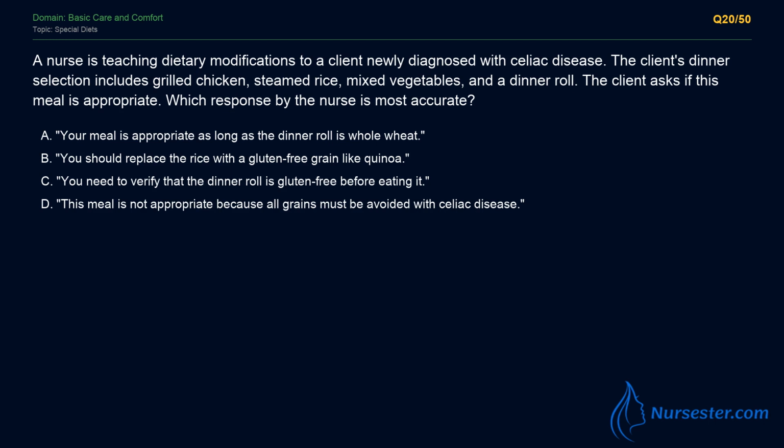Option A. Your meal is appropriate as long as the dinner roll is whole wheat. Option B. You should replace the rice with a gluten-free grain like quinoa. Option C. You need to verify that the dinner roll is gluten-free before eating it. Option D. This meal is not appropriate because all grains must be avoided with celiac disease.